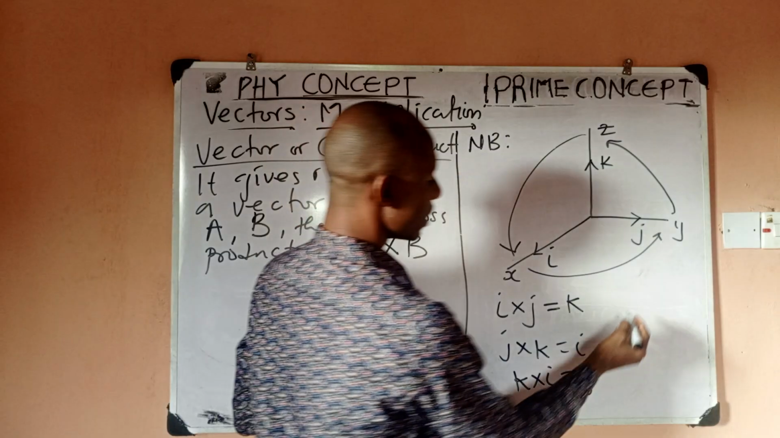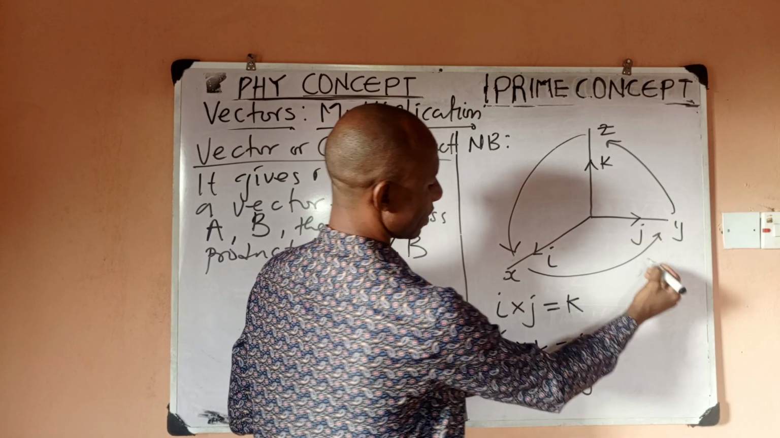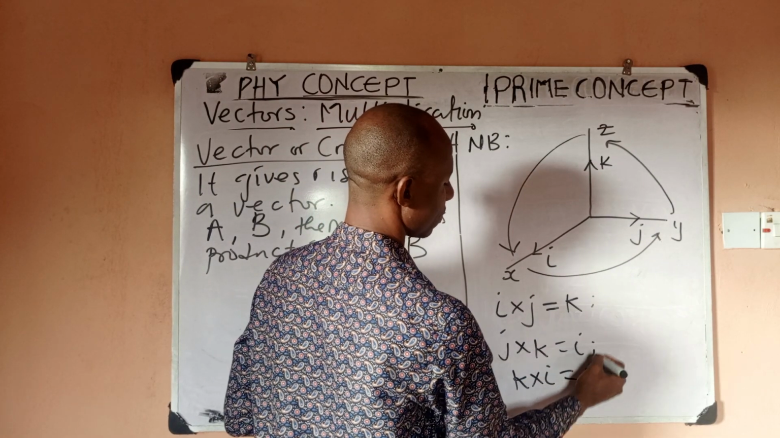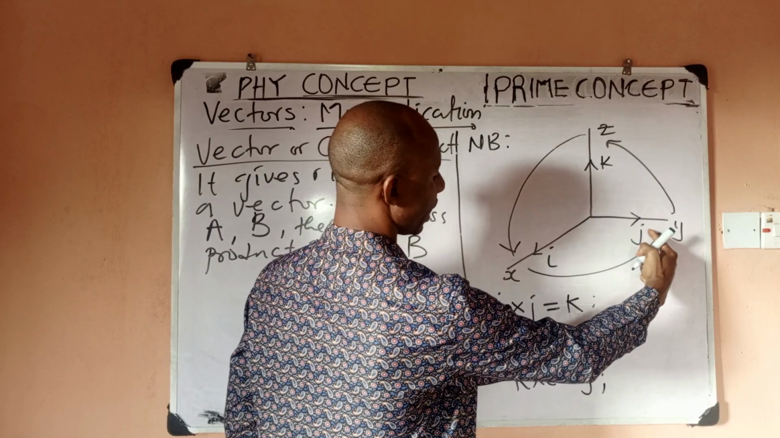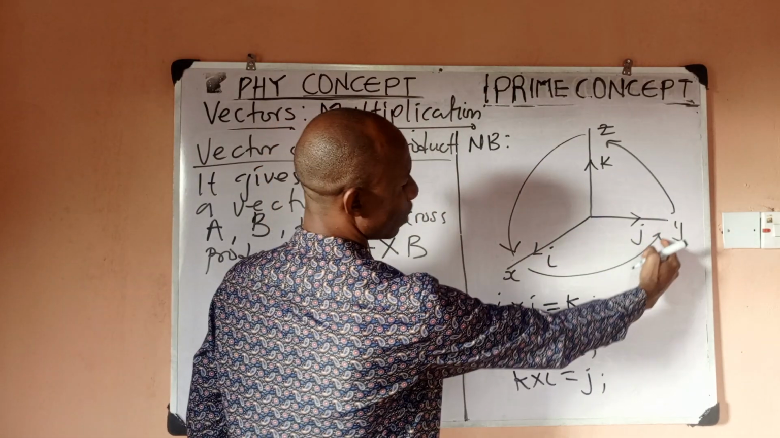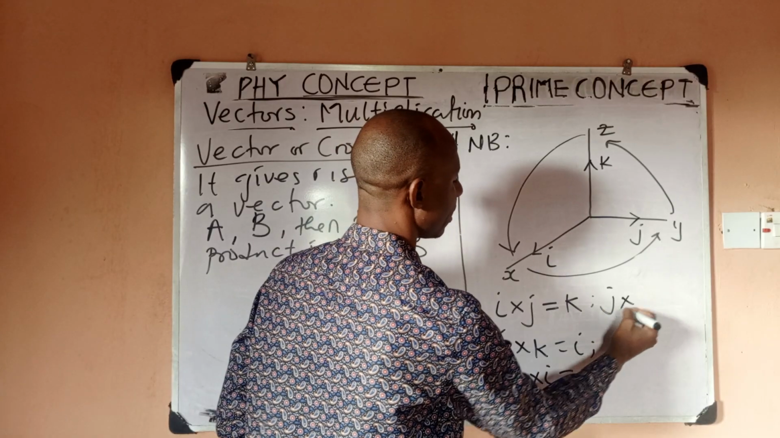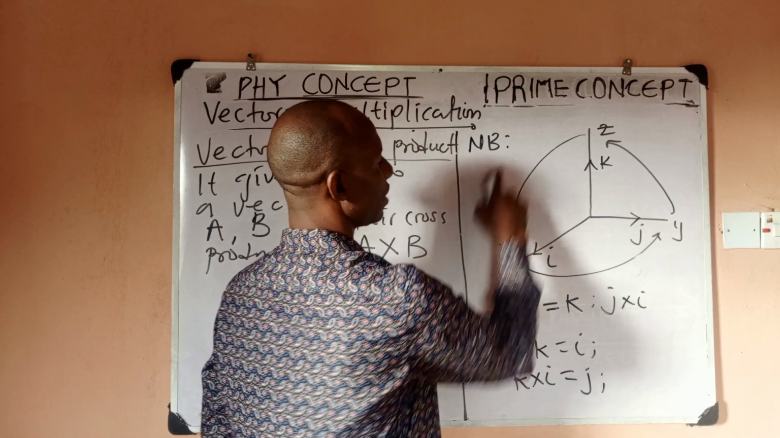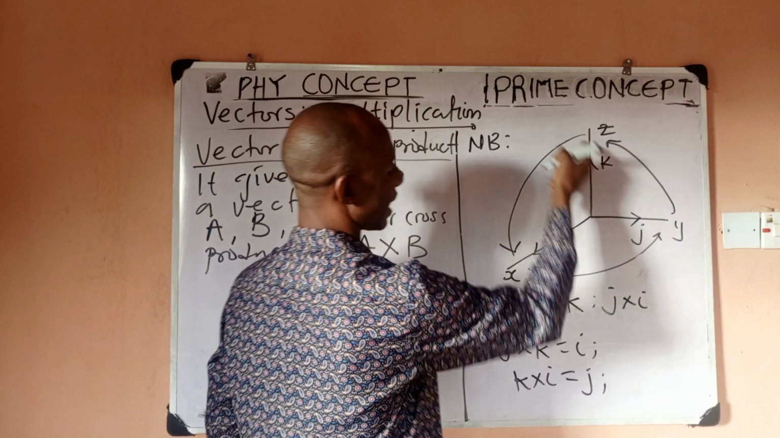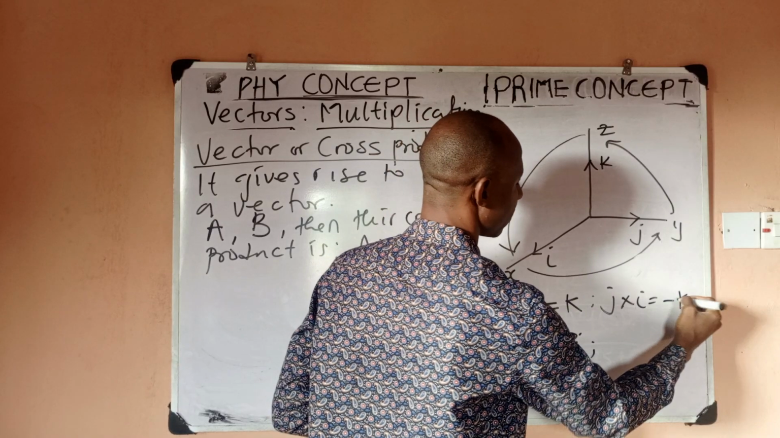Now, if we go the opposite way, say we do j cross i, because we are going against the normal direction. So if I say j cross i, this would lead me to k. But because we're going against, I would say it is minus k.